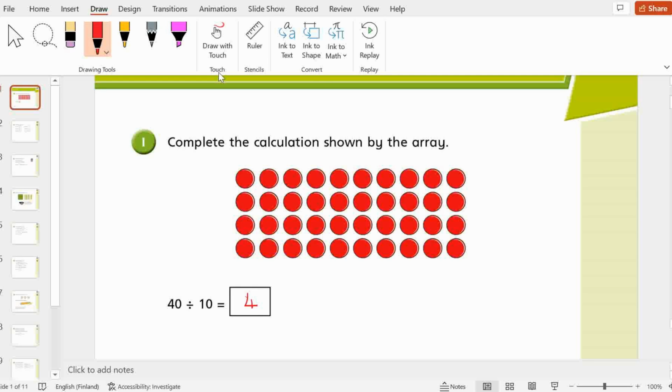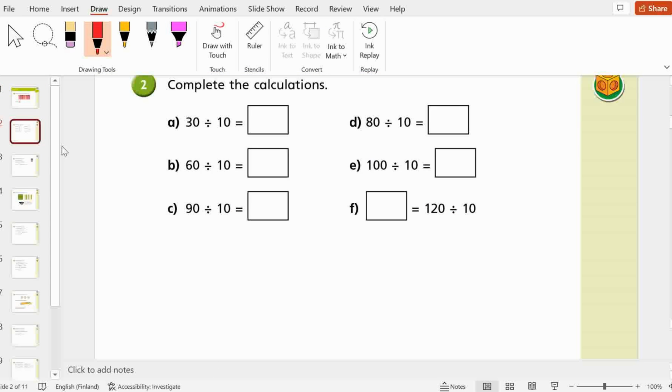So there's 40 here, and you divide by 10. 1, 2, 3, 4. Next slide. Complete the calculations. 30 divided by 10. 3, yeah. Because again, you just have to take the 0. 60 divided by 10. 90 divided by 10. 80 divided by 10. 100 divided by 10.